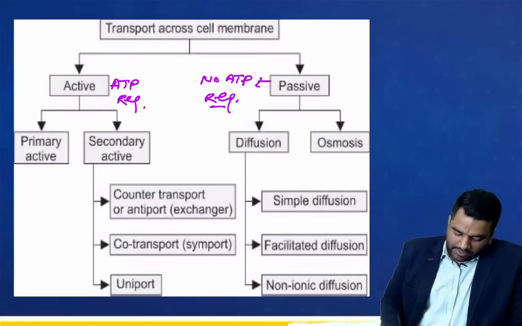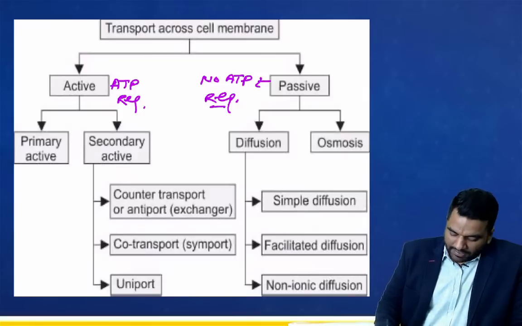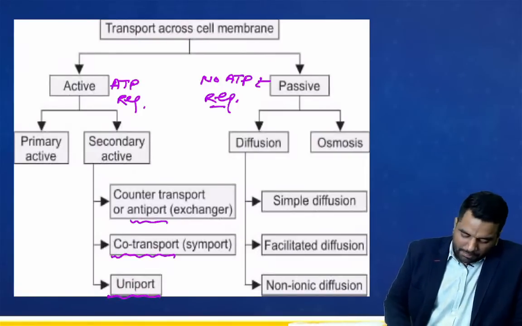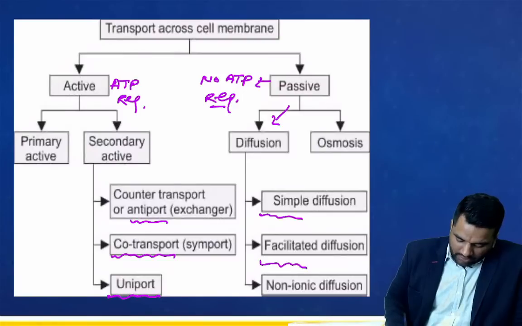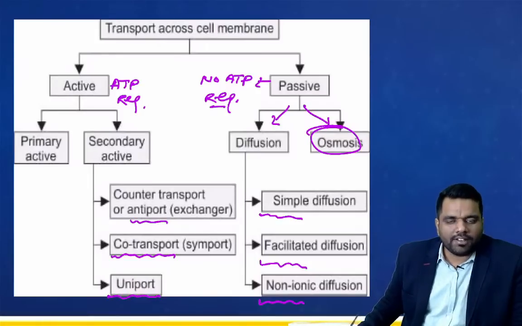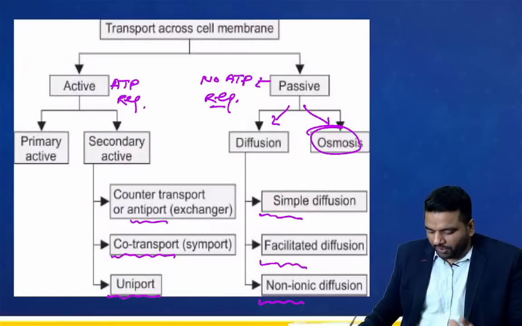Very good. Active has two types, primary active and secondary active. Secondary active is also called counter transport or antiport, and co-transport, symport or uniport, which we have also discussed during the classes. And passive has types: diffusion, basically simple diffusion, facilitated or non-ionic, and the last one was osmosis, right, beta? We have discussed all the examples many times in class, so I hope you can easily remember.